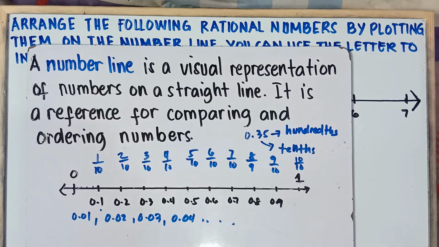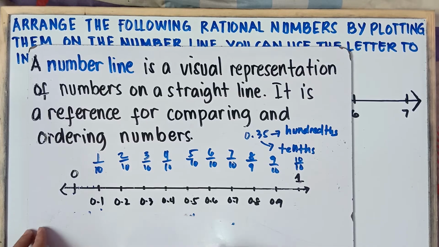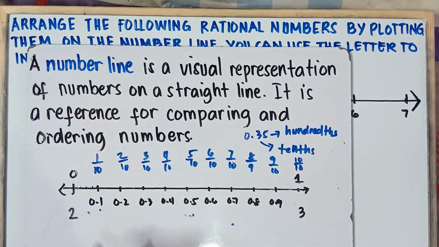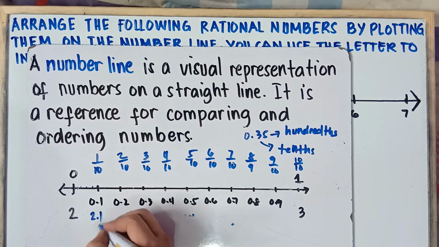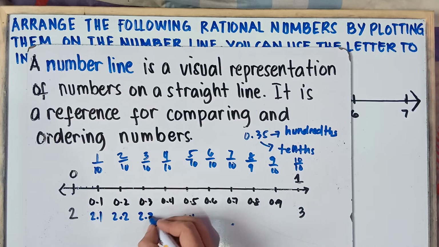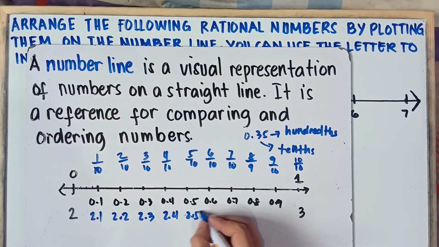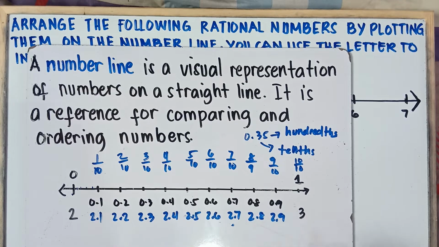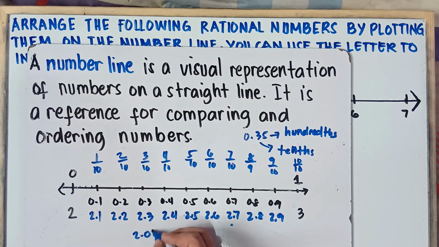Now, what if this is 2? Example, class, if this is 2 and this is 3, what would be the next number after 2? Of course, there would be 2.1, this will be 2.2, 2.3, 2.4, 2.5, 2.6, 2.7, 2.8, 2.9, and the next number will be 3. So once again, class, for the number line, you can divide this into 10 equal parts for 2 to 2.1. So you can write 2.01, next will be 2.02, and so on.